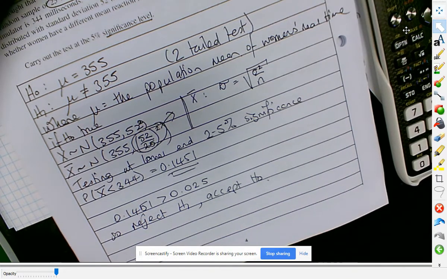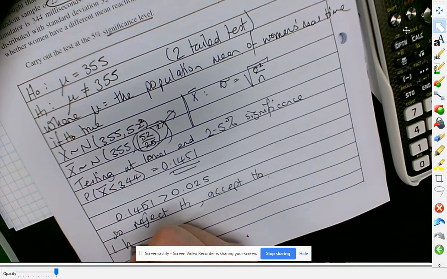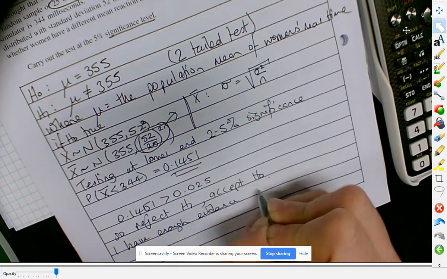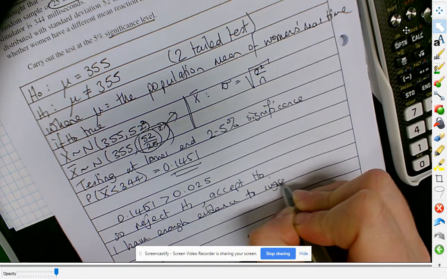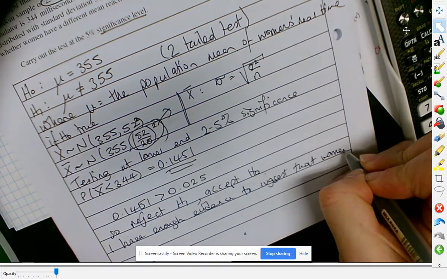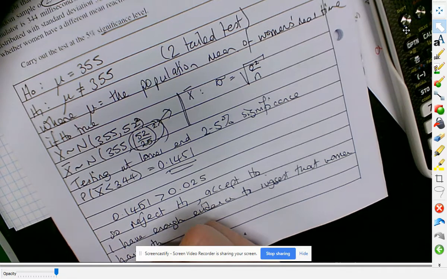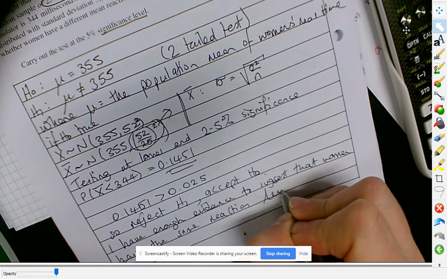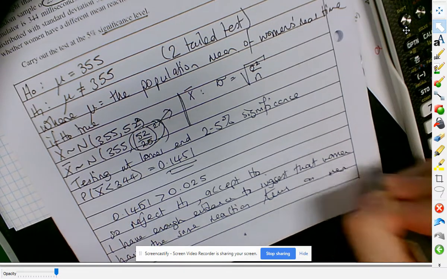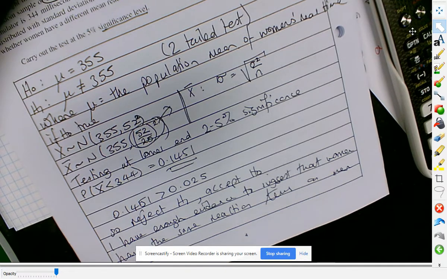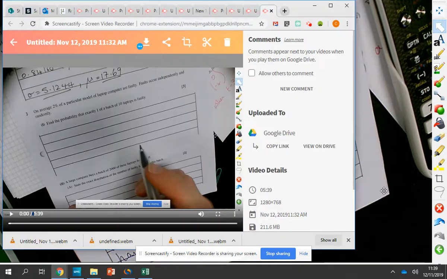That is not enough to finish the question. I have enough evidence to suggest that women have the same reaction times as men. And you've got to put it in context. If you don't put it in context, you lose that last mark. Okay? Apologies about the weirdness in the middle of that question.